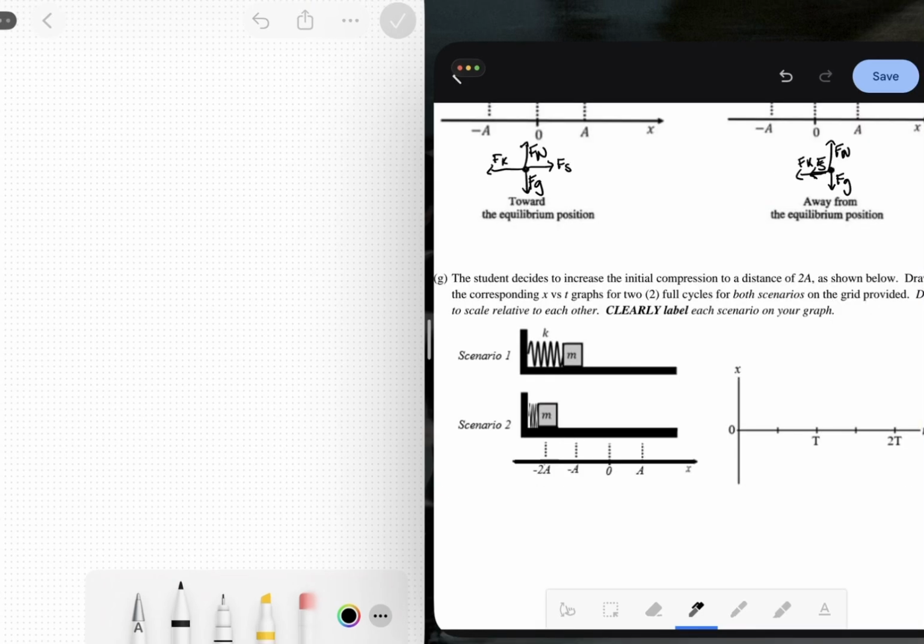For part G, I'm going to start by drawing the ticks on the y-axis. And for scenario 1, it starts at negative A, and it will go up to positive A and go back down, and that's one period. And it repeats, and it'll end at negative A. But for scenario 2, it starts at negative 2A, and it'll go all the way up to positive 2A and back down to negative 2A, and same thing for the second period.